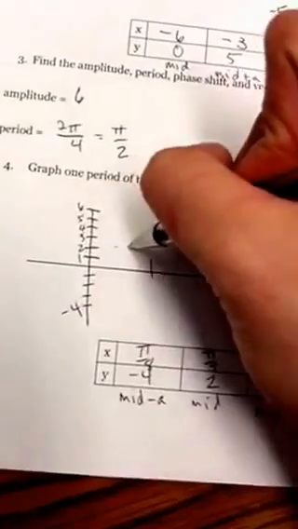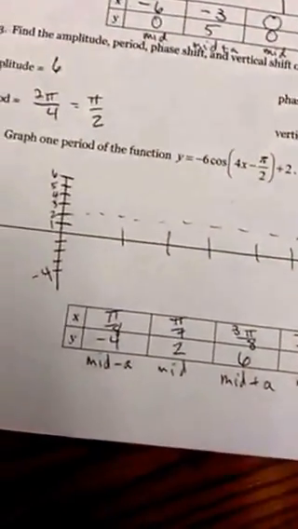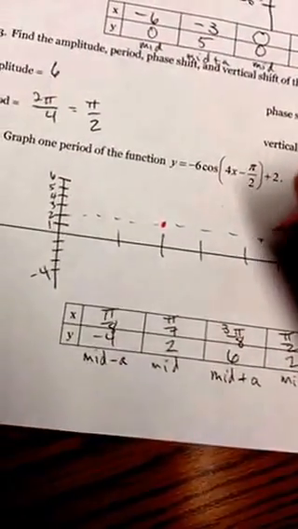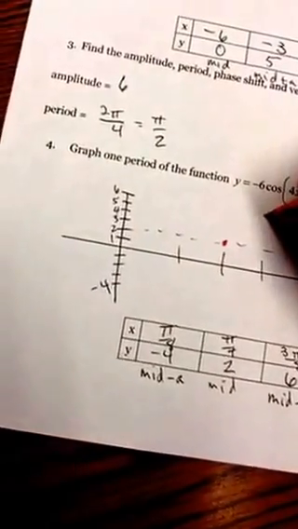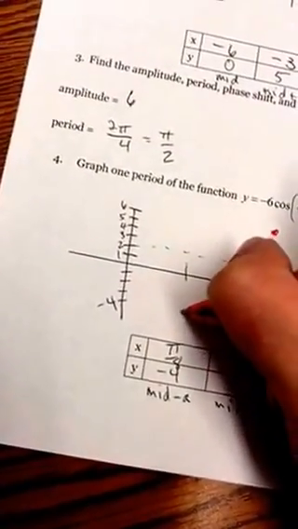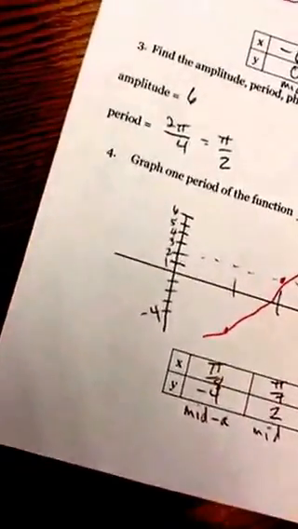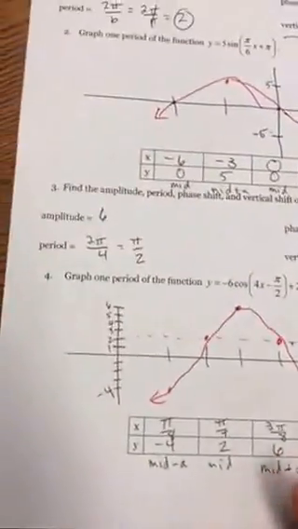Our midline is 2, just so we can be a little bit clearer on what we're doing. So we will have our middle here. We're going to have a maximum up here, and we'll have our minimum here and here. Connect the dots. And there's our cosine graph.